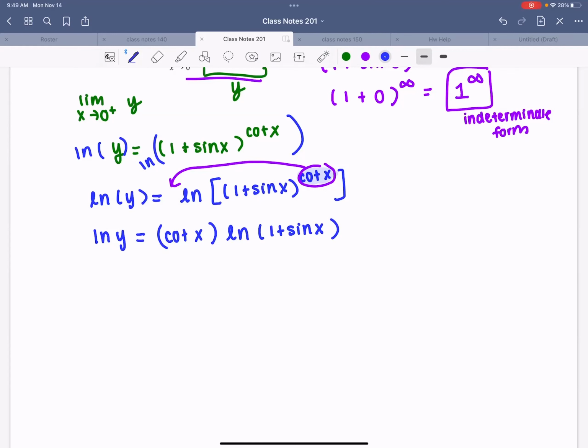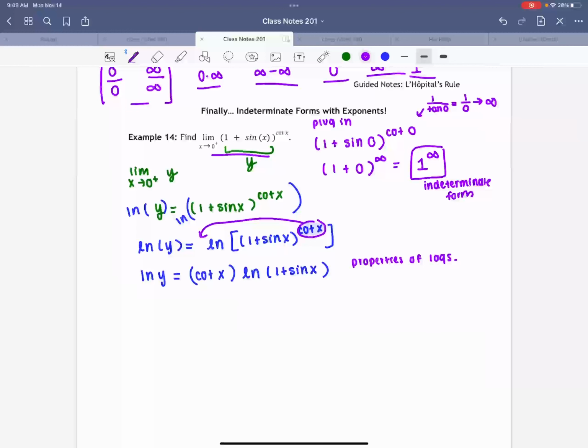So we just use properties of logs. Now in the future, this is a very systematic process. Anytime you see something with a power, you're going to do the same thing. But I think on Wednesday we'll talk a little bit more about this, and I promise you it's not that bad. I know it looks bad right now. It'll get better.